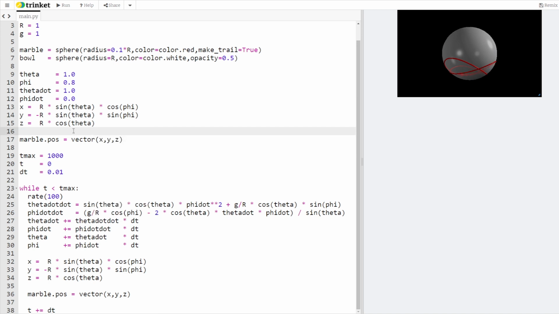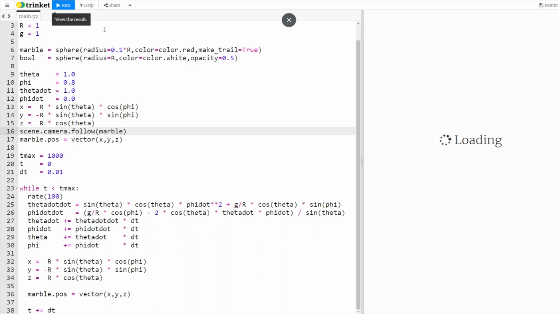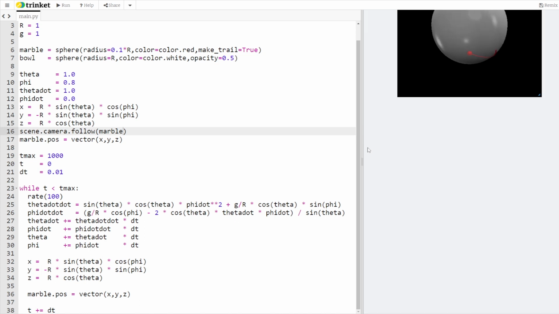Oh, I tell you what I want to do with this. I want to put in a follow command, scene.camera.follow. This is a neat trick I learned about recently. You can have VPython follow a certain object in the window. So here we're going to follow the marble around. So this is the world as the marble sees it. What happens if I rotate while I'm doing that?